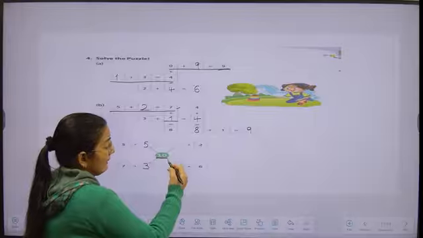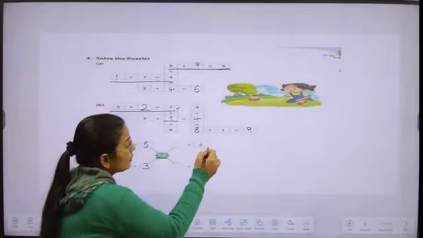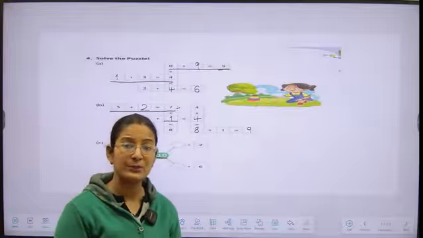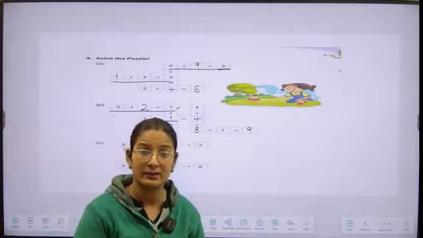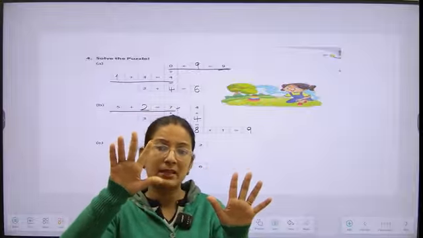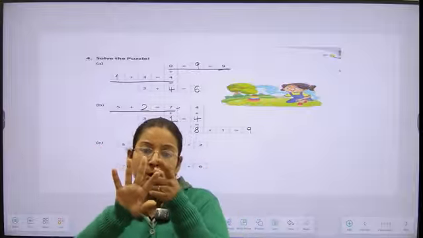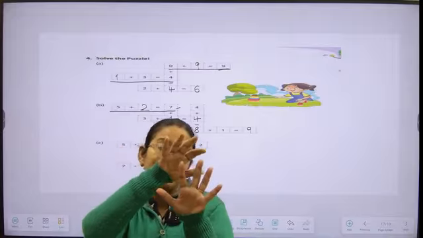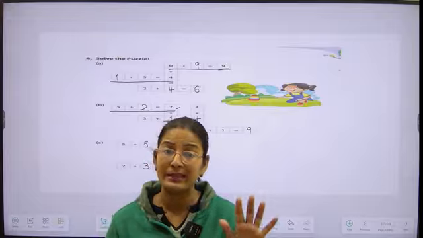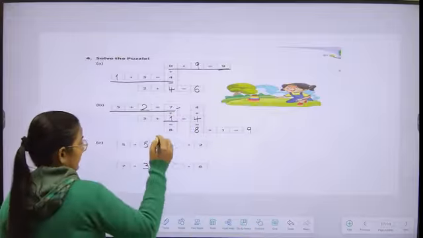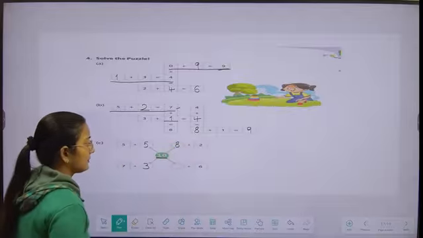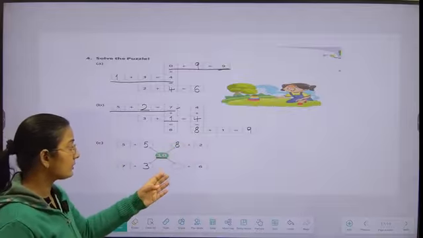Now what should I am adding to 2 so I will get a 10? अब मैं 2 में क्या ऐड करूं कि मुझे 10 मिल जाए? लेट्स चेक, this is 10, 2 मेरे पास है. Now how much I have to add, 1 2 3 4 5 6 7 8, how many I have to add? I have to add 8, so we have to write 8 in the blank circle.